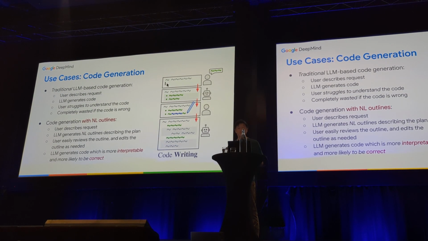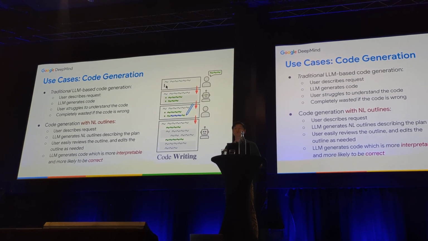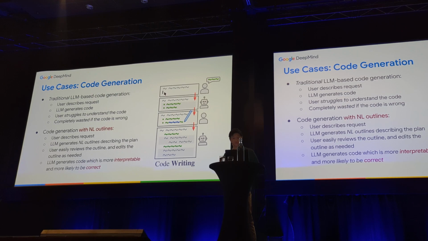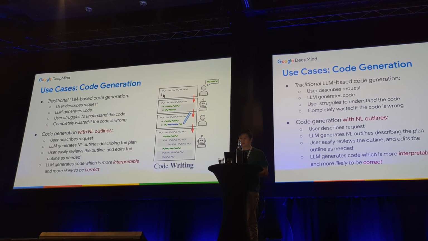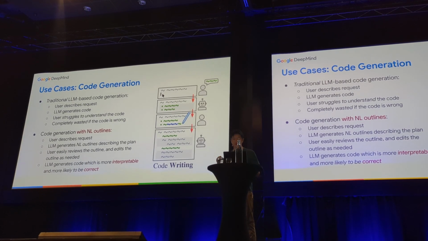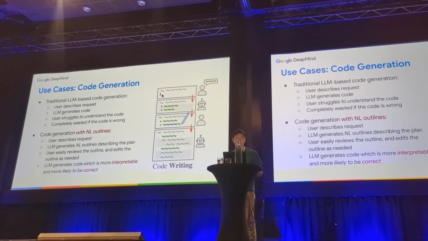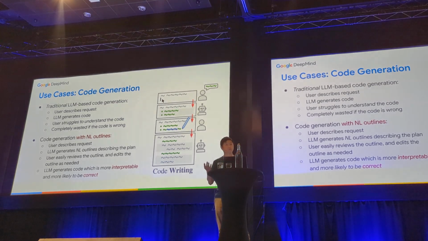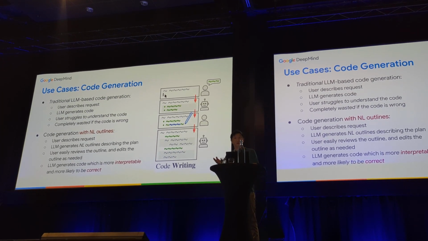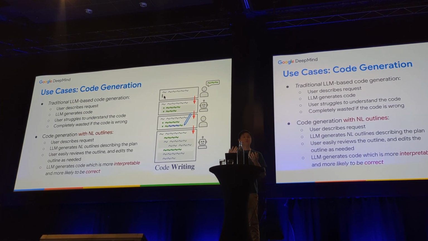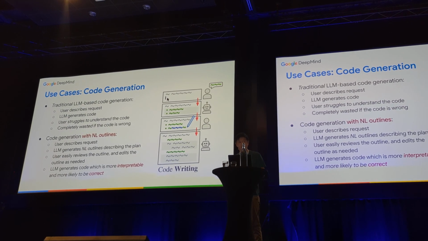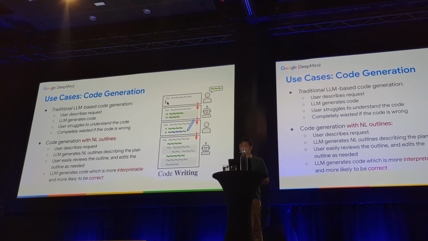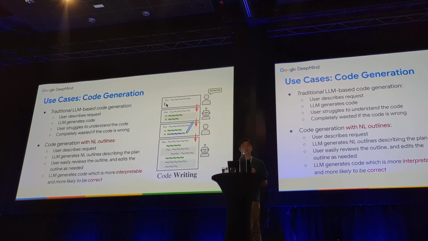Instead, the LLM can first generate NL outlines describing the strategy and the structure for the new code. And this is much easier to review, and the user can edit the outline if needed. And only after the user approves the outline does the LLM generate code according to that outline. And now the code is more interpretable because the user already expects that strategy, and is more likely to be correct because the user approved the plan. And by using NL outlines as an intermediate checkpoint, we get better alignment between the human and the AI.